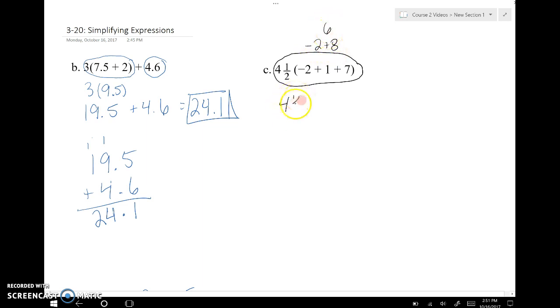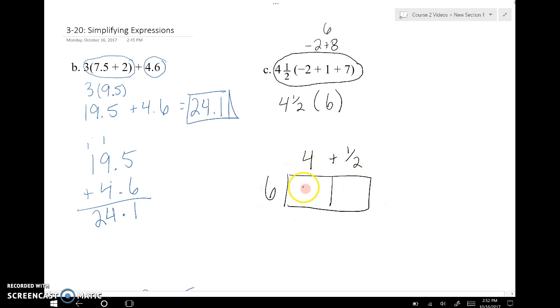So I have 4.5, 6 times. So 4.5, 6 times. So let's do the generic rectangle. Let's do 4 and 1/2 times 6. So 6 times 4 is 24, and 6 times 1/2, 6 halves, or half of 6 is 3. And 24 plus 3 is 27. There you go.